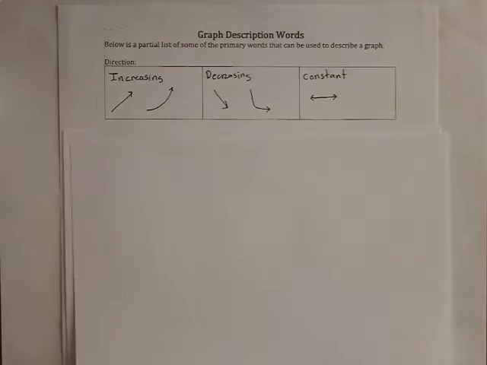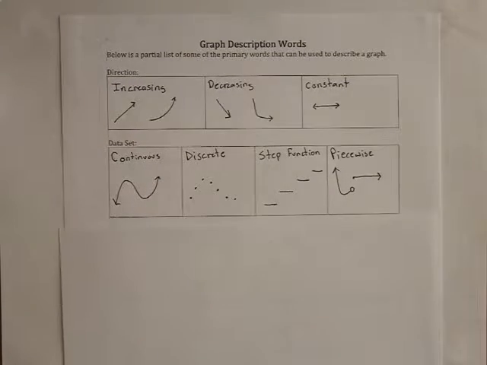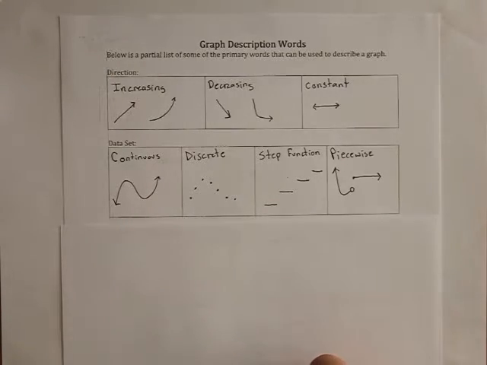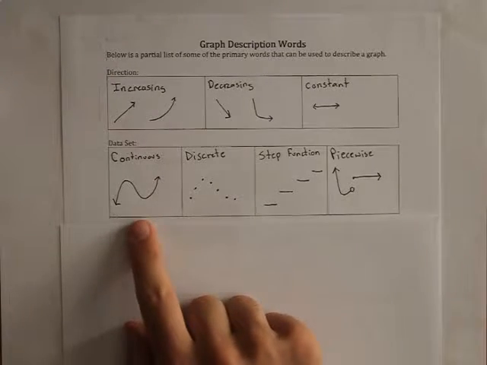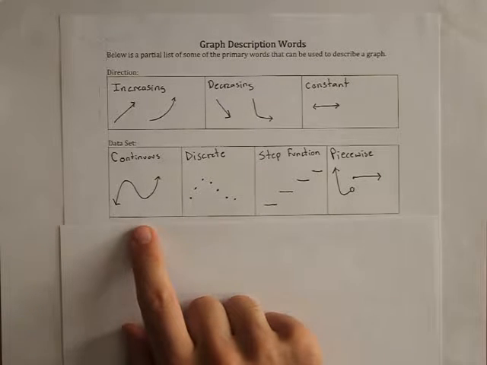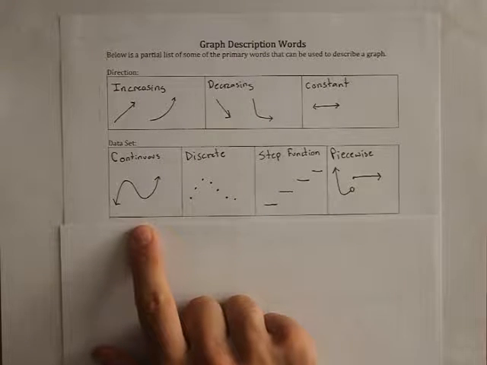Okay. In addition, we might describe our data set specifically regarding our domain, which is usually what this is a restriction of. And there's 4 main types that we could have. The first is called continuous. The way to think about continuous is that if I put my pen on the page and start drawing, I never have to pick it up. If I can draw the entire graph without ever having to pick up my pen, it is in fact a continuous graph.